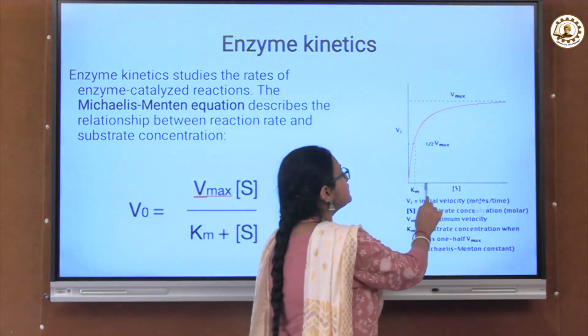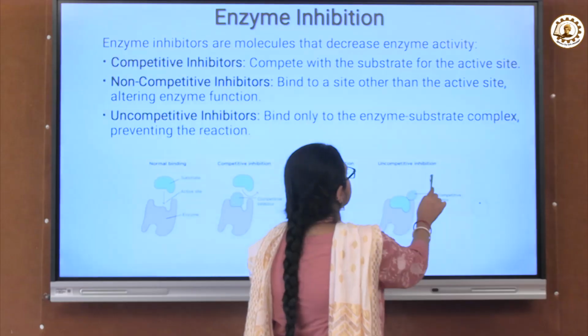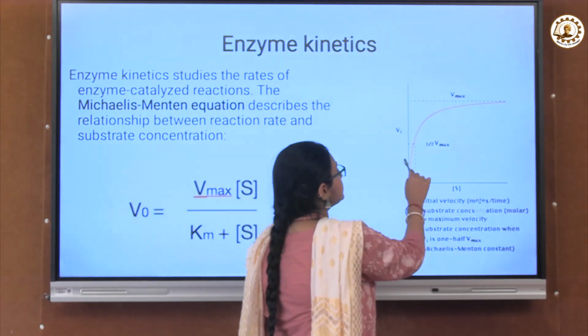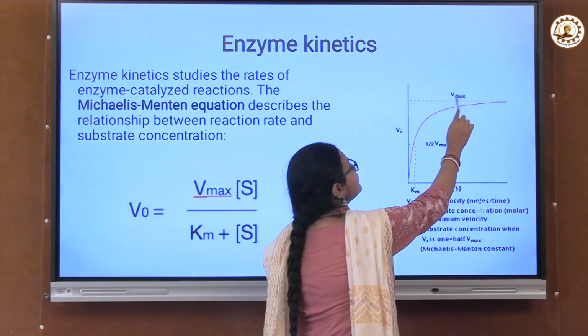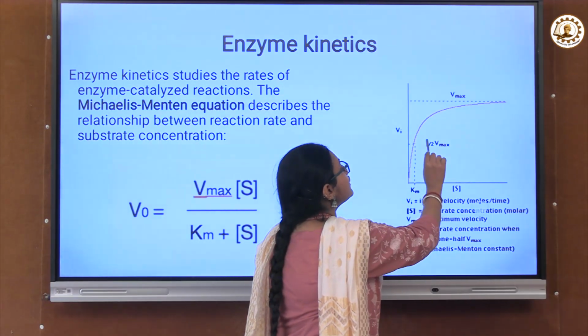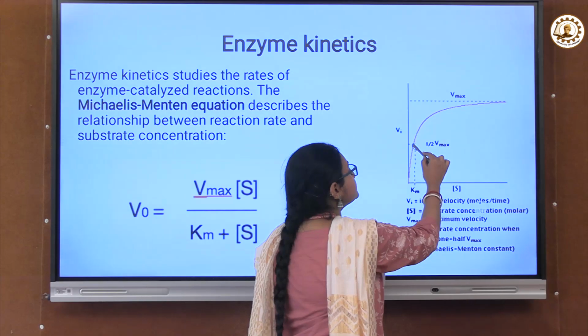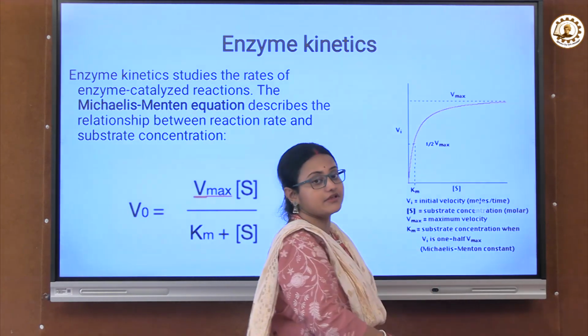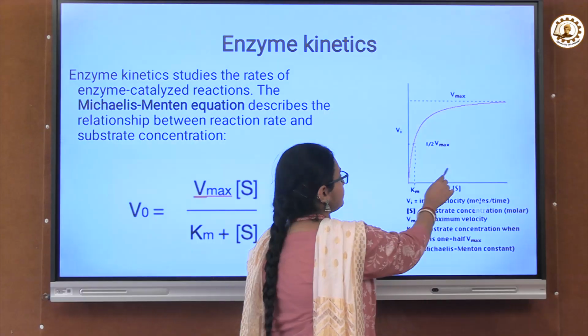Here you can see this is the substrate concentration, and this is the initial velocity Vi or V0. It is the maximum velocity, and Km is the substrate concentration when the Vmax is half. So Km is the substrate concentration when the Vmax is half.